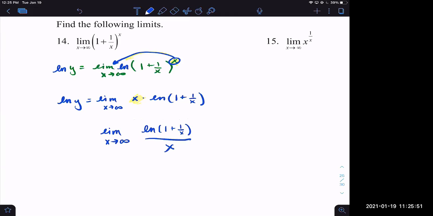If we plug in infinity now, does that work? No, wait, sorry. This has to be x to the negative 1, right? If I put it on the bottom, I need a negative exponent. If we plug in infinity, what does the top approach? 0, because it'd be ln of 1, which is 0. If we plug in infinity on the bottom, keep in mind x to the negative 1 is 1 over x, and 1 over infinity is 0. So it is a 0 over 0 case, which is good, because we can apply L'Hopital's rule.